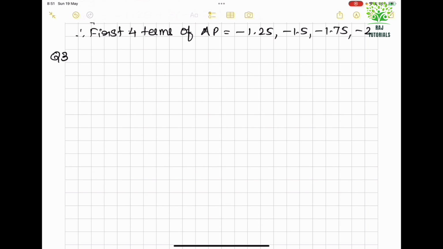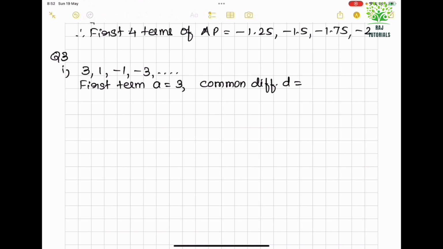Now question third says for the following APs write the first term and the common difference. So first one is 3, 1, -1, -3, and so on. So first term a equal to 3, common difference d equal to 1 minus 3, that is -2, and it will continue in all the terms. If I find for all the terms, the difference will be same.